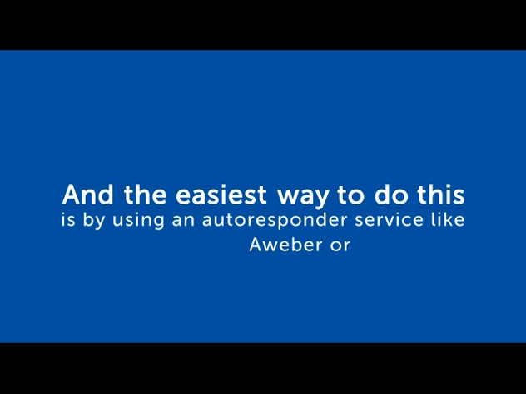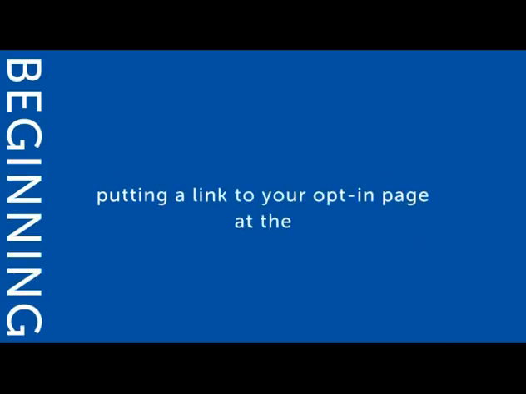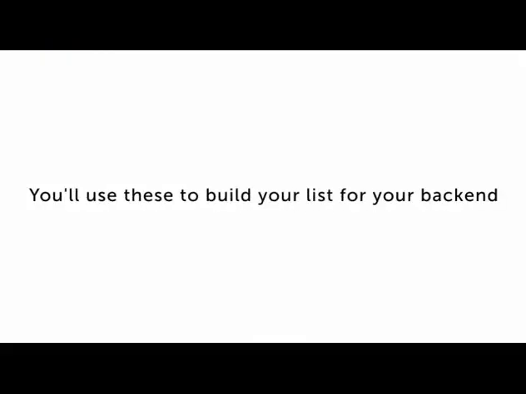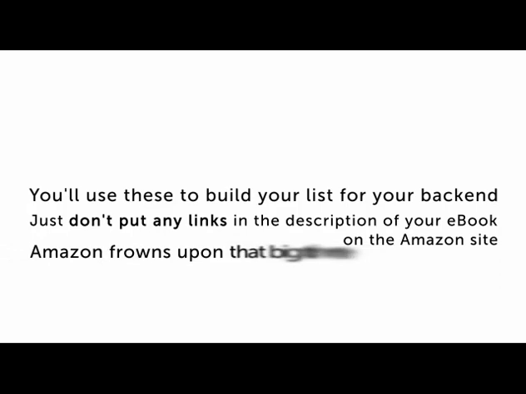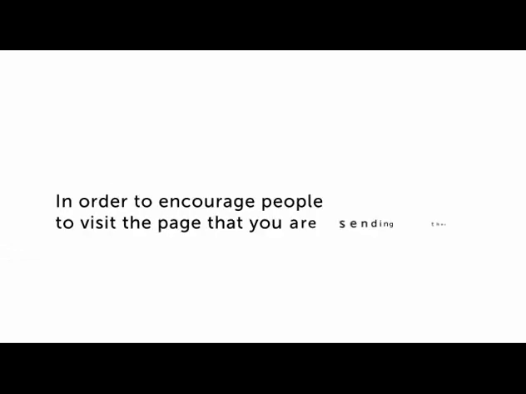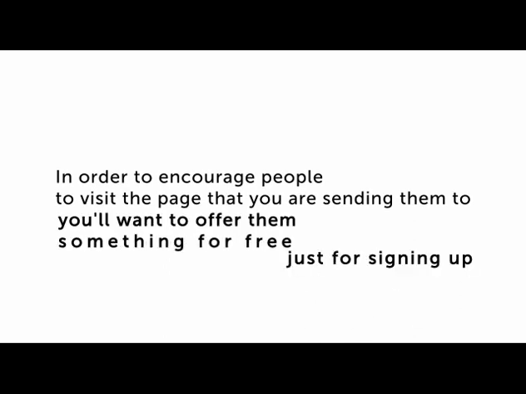And the easiest way to do this is by using an autoresponder service like AWeber or MailChimp and putting a link to your opt-in page at the beginning and end of your ebook. You'll use these to build your list for your backend. Just don't put any links in the description of your ebook on the Amazon site. Amazon frowns upon that big time. In order to encourage people to visit the page that you're sending them to, you'll want to offer them something for free, just for signing up.